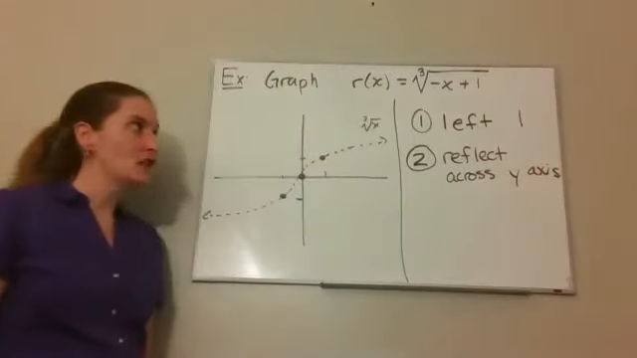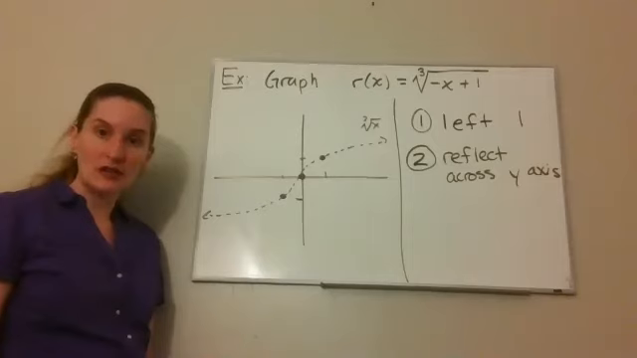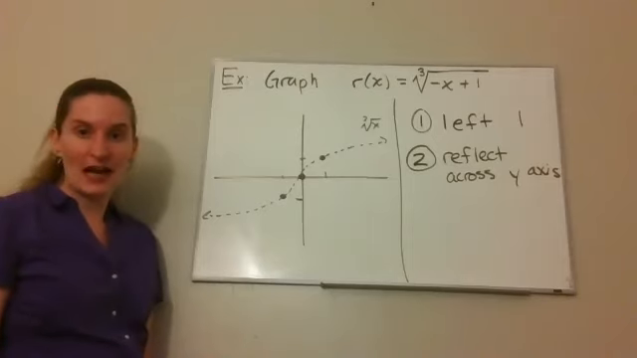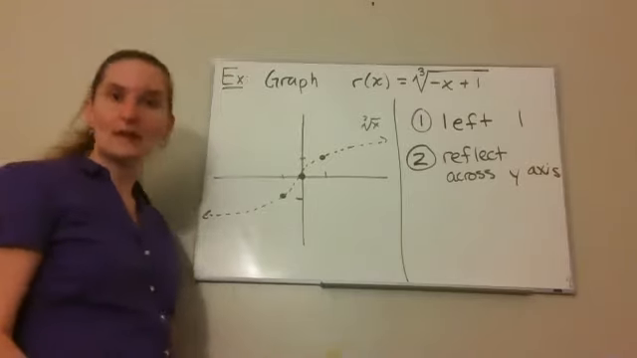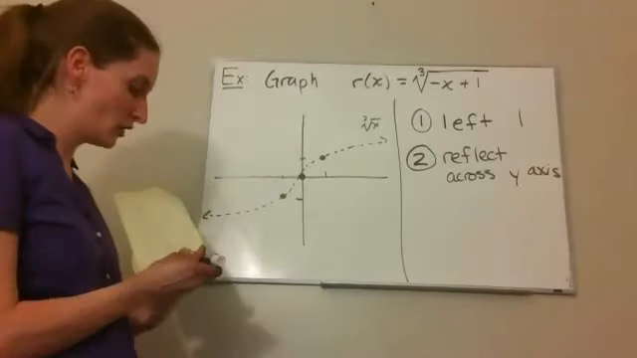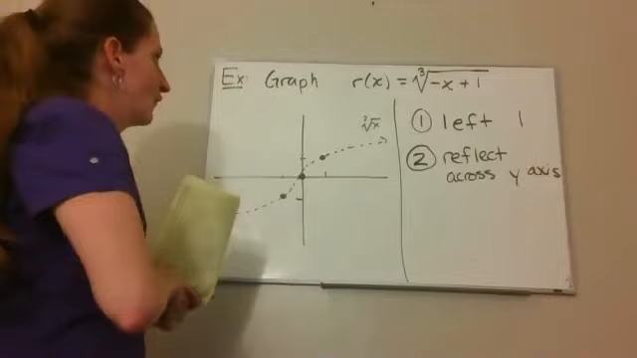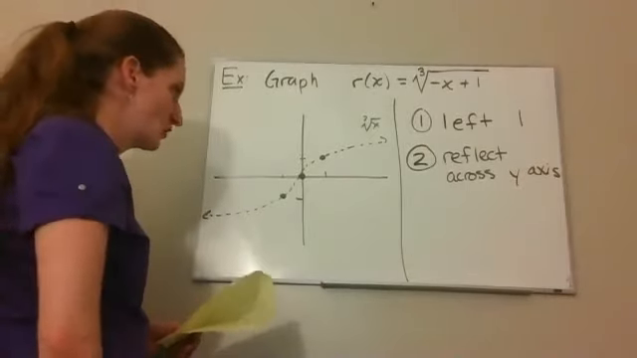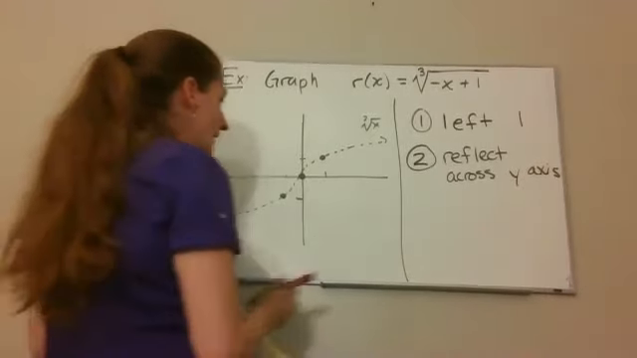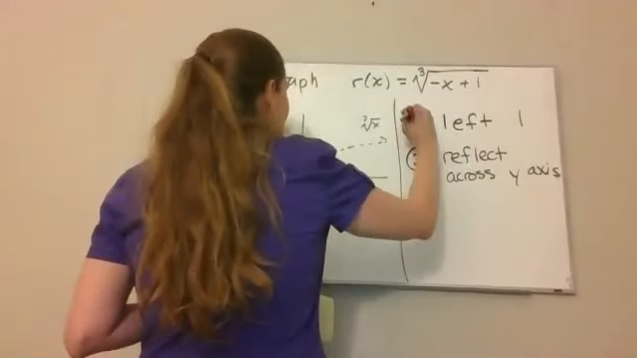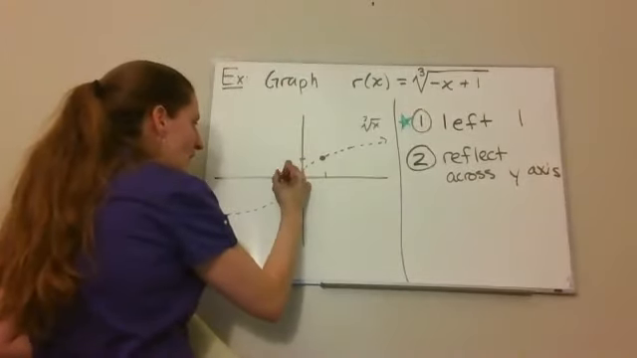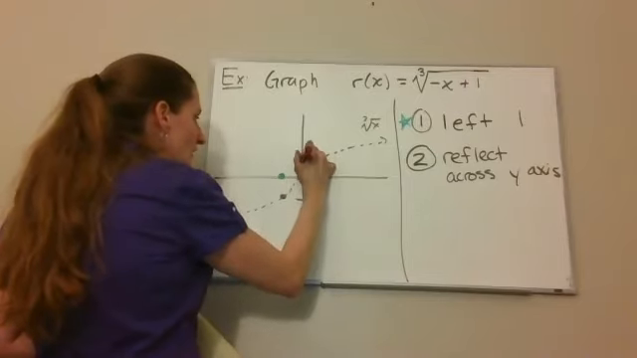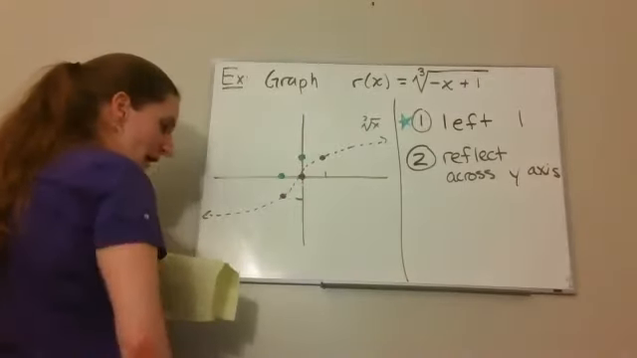And then lastly, do I have any vertical shifts? No, I don't. I don't have any adding or subtracting going on outside of the cube root. So this is only 2 transformations that we have to do. First transformation, go to the left 1 spot. So I'm going to do that in green. I'm going to take my 3 points that I have and move them all to the left 1 spot.